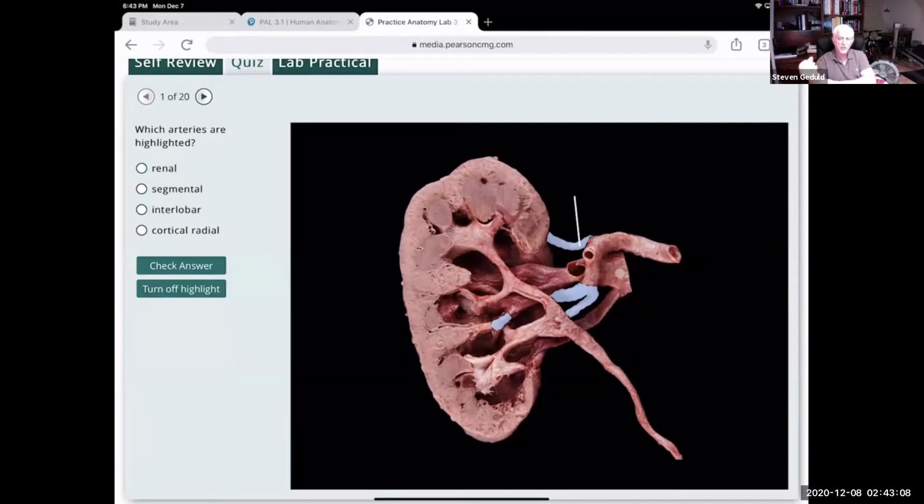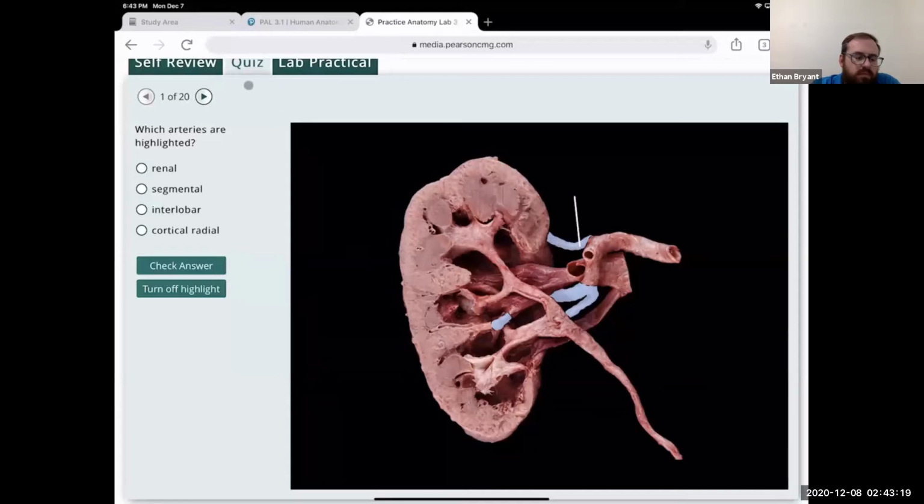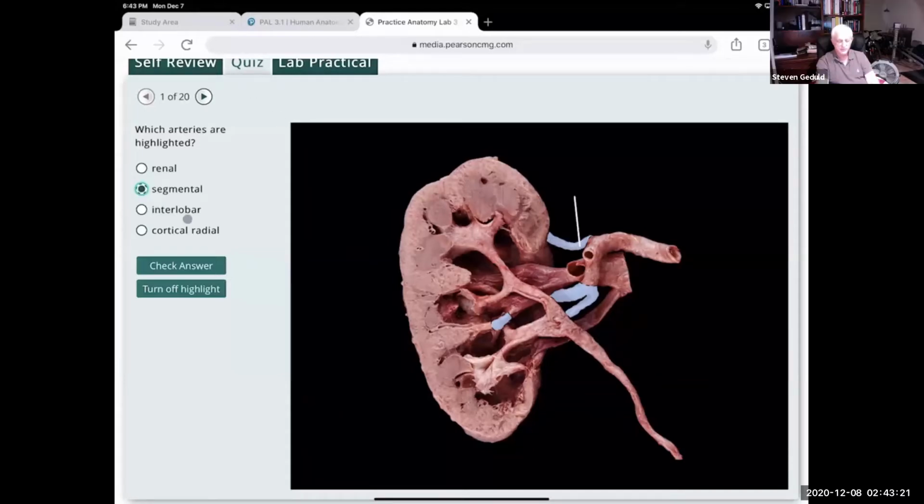Arteries are high pressure systems, so they stay open. Veins are low pressure systems, they squish down. So this is the renal artery, renal vein. So what's this artery connecting right here, coming off the renal artery? Segmental, perfect. Segmental comes off the renal artery.